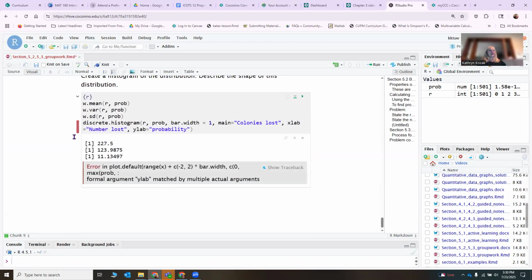And you can see on average, 227 are going to be lost, with a standard deviation of about 11, so not a huge standard deviation. I don't know why this didn't work. Why didn't my Y lab work? Let's just take out the Y label. Maybe it won't need it.